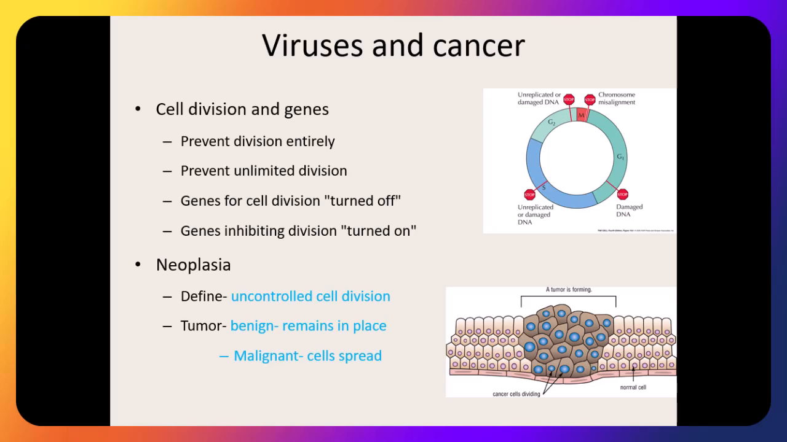Purple. Which just means new growth. Anything neo means new, like neonatal means new. And plasia means growth.